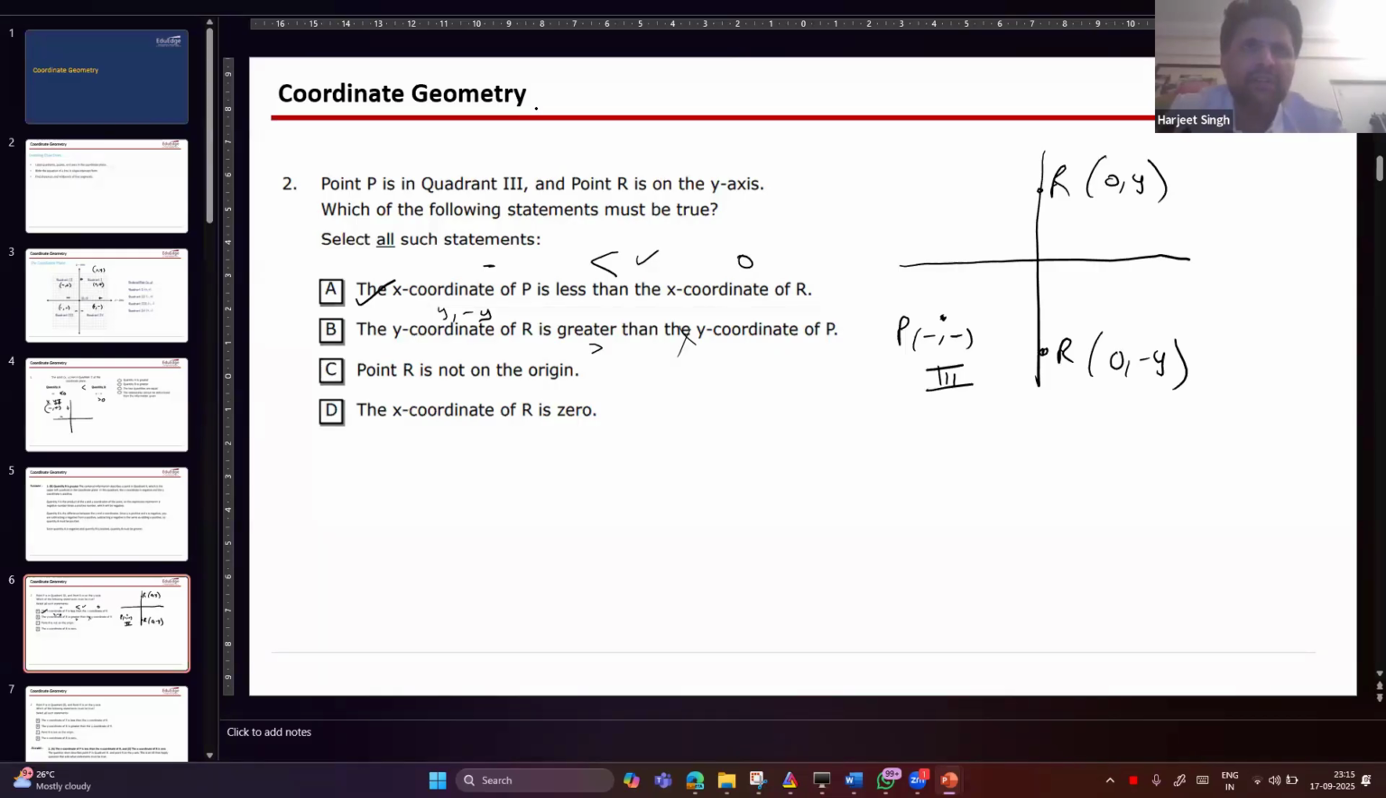C: point R is not on the origin. Is it true? Not always. It could be on the origin. R could also be the origin, right? R is 0 comma Y, because R is on the y-axis. It doesn't prevent it from being on the origin. So not true. Not always.